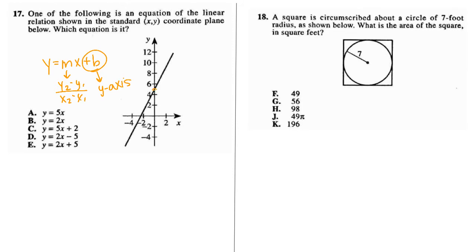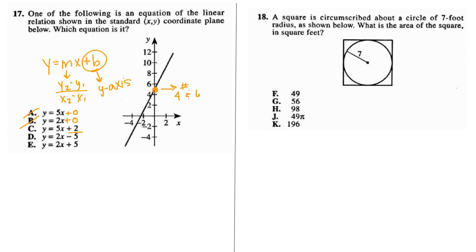And if we look at this line here, we see that we are crossing the y-axis between 4 and 6. So I'm looking for a number that's between 4 and 6. So let's look at our equations. A, since we don't have anything written out here, is plus 0. Same is true here, plus 0.